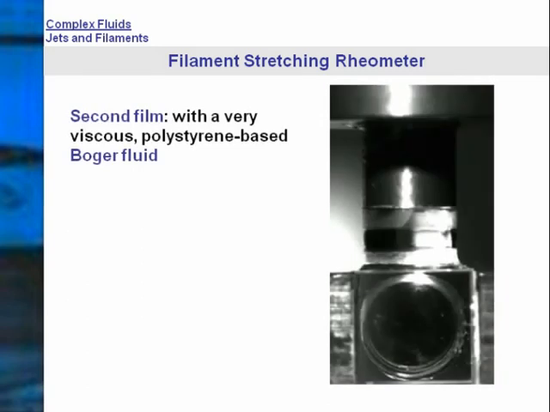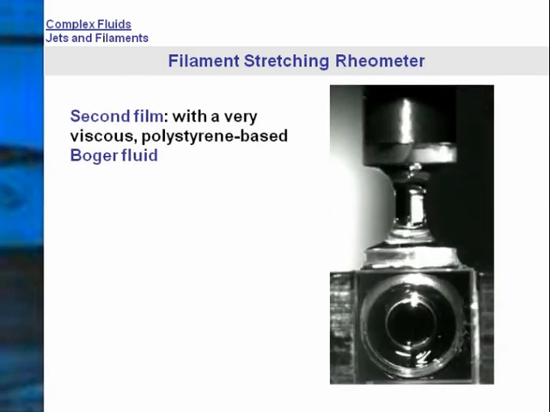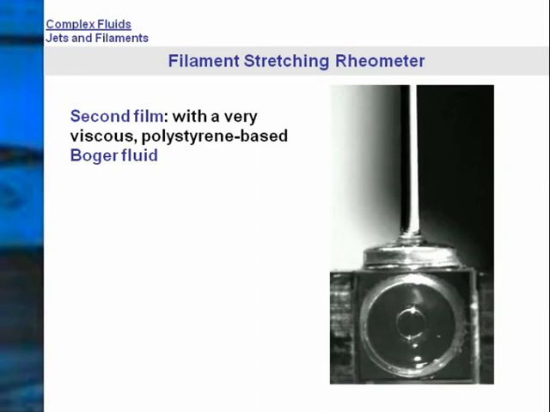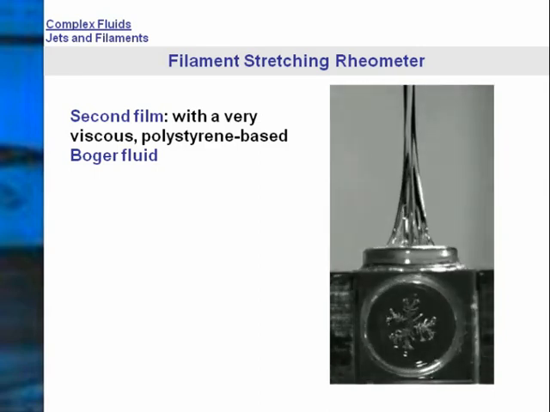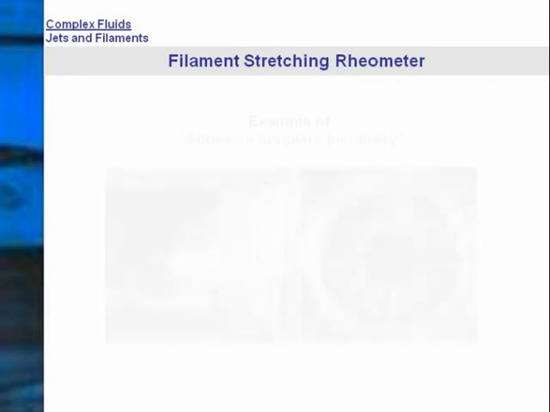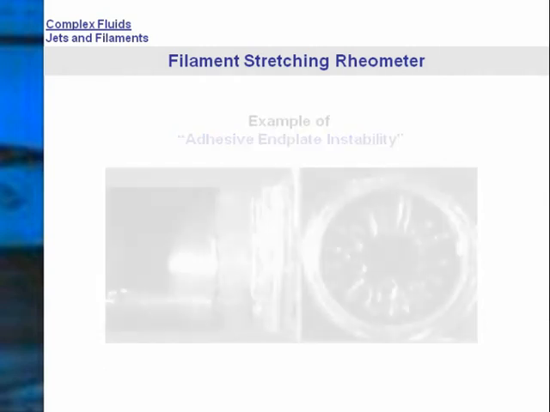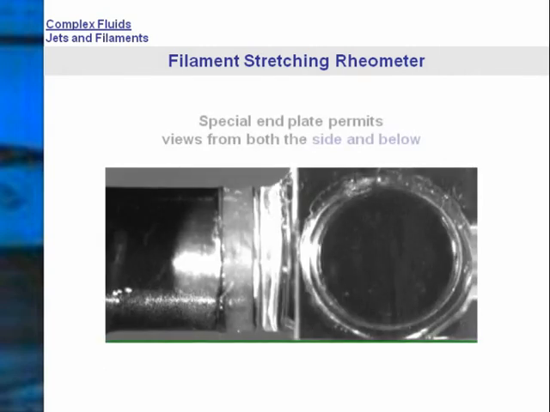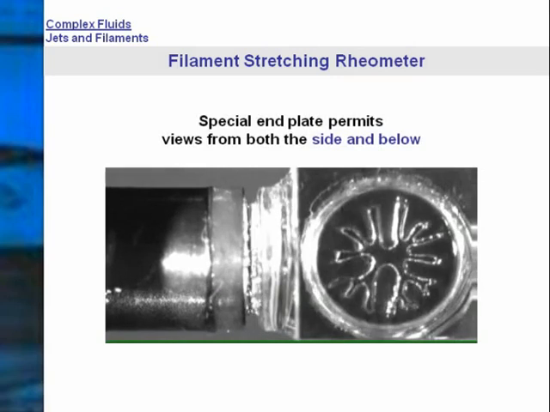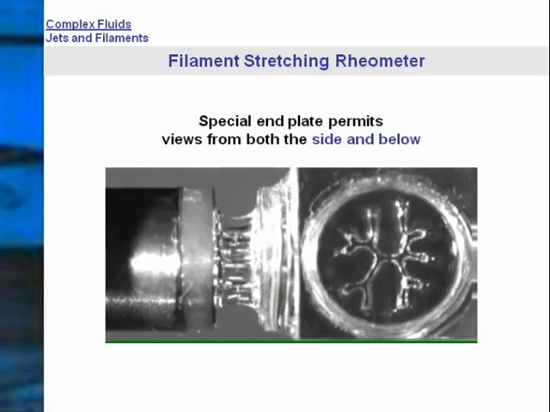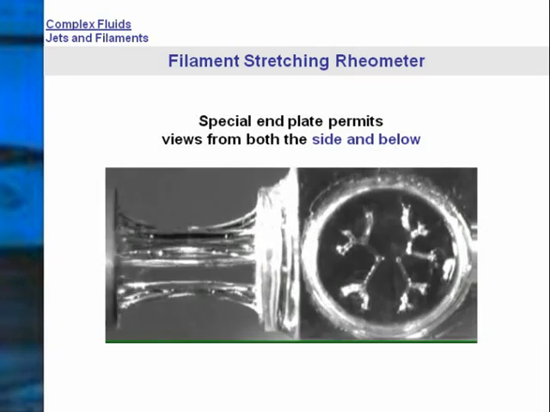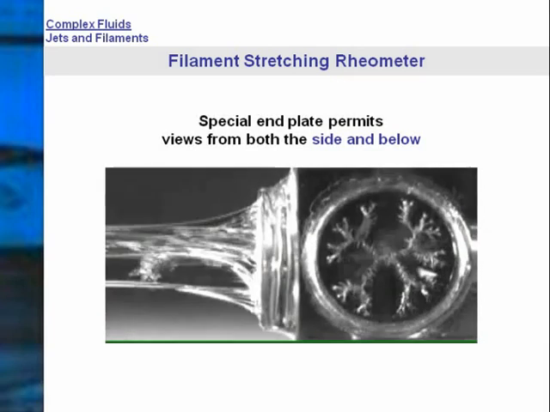The second film shows the filament stretching rheometer with a small initial gap, operating in its normal mode, with a very viscous fluid, in this case a polystyrene-based Boger fluid. Here, we see an example of the so-called adhesive end-plate instability. In this sequence, we see the end-plate instability using a filament stretching rheometer with a special end plate, which again permits us to view from both the side and from below.